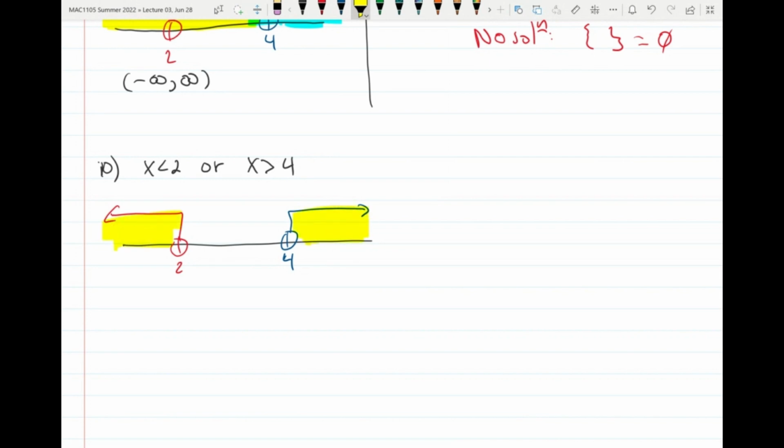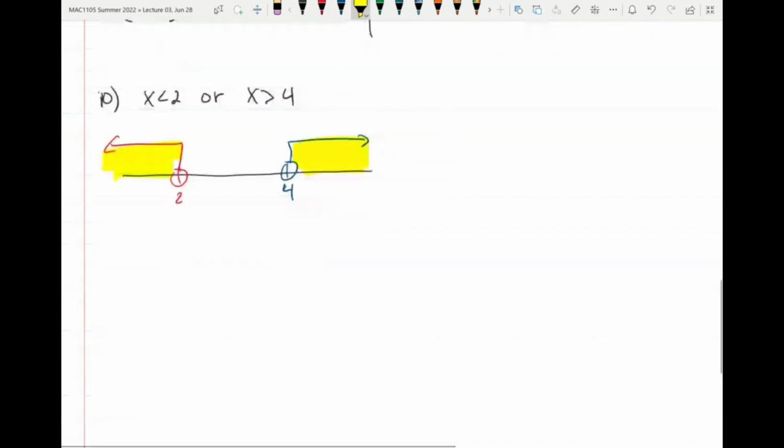In other words, the only thing that doesn't work is anything that's between 2 and 4. If you give me a number between 2 and 4, that's when I make this false because it's not going to satisfy the first one or the second. But if you give me any number that is in any of the shaded regions, it will either satisfy the first one or the second one, so it will satisfy the "or" statement as a whole. Do you understand this? Okay, so how do we write this using interval notation?